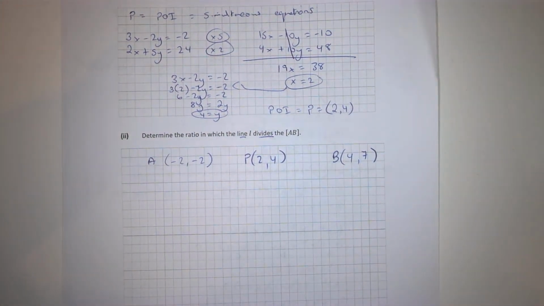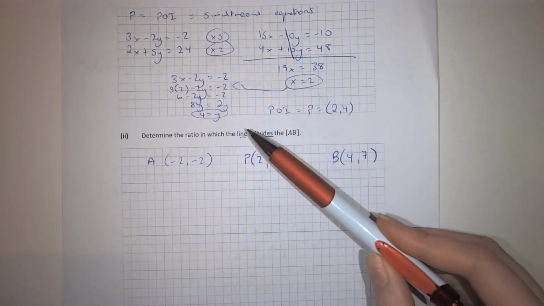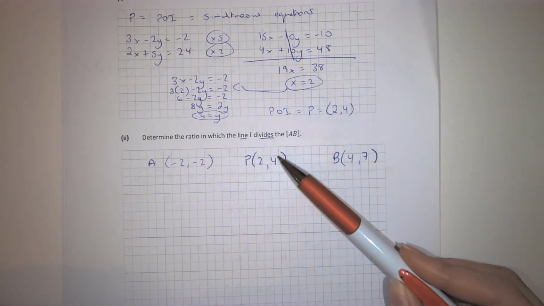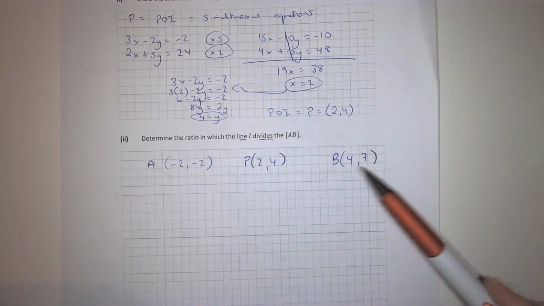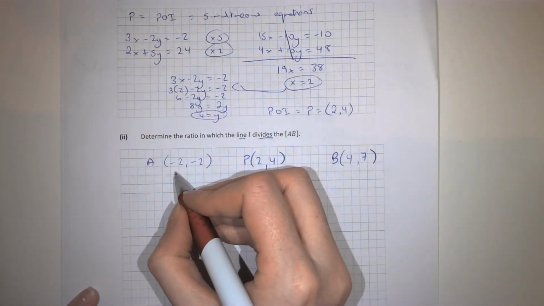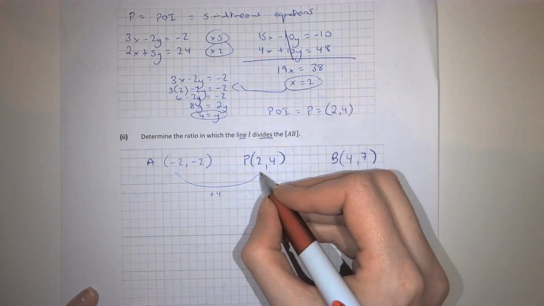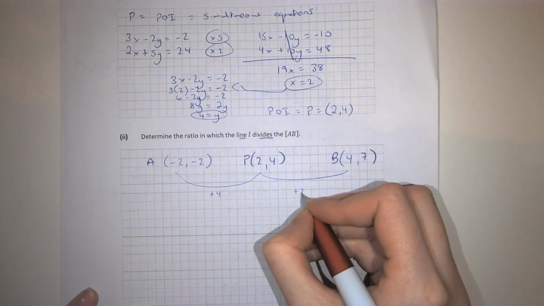Now, we have a formula for dividing a line segment into a given ratio, and you can use that formula if you like, but to be honest, I think there's a slightly easier way by just looking at what you have. What you're asking is what ratio the line L, or the point P, divides A and B into. Looking at the x parts, you've got -2 to 2, which is a plus 4. And then you've got 2 to 4, which is a plus 2.